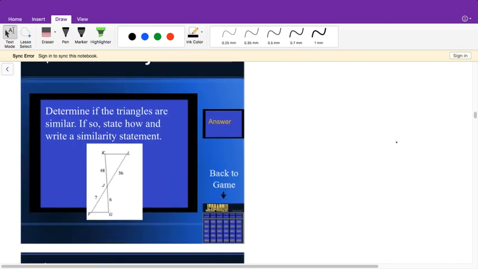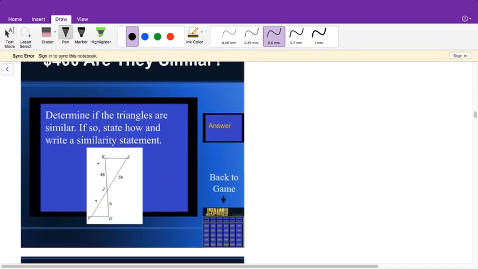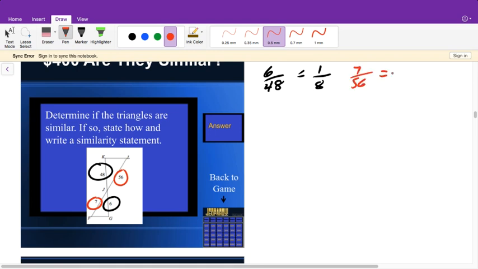All right. Next one here, 48 is the smaller side, and so is 6. So I will then do 6 over 48, which is going to give me 1 over 8. All right, and then I will look at the larger one, 56 and 7, and 7 over 56, being consistent with which triangles on top. That also reduces to 1 over 8. I know that these angles are the same because they're vertical, so through side, angle, side, they are similar.